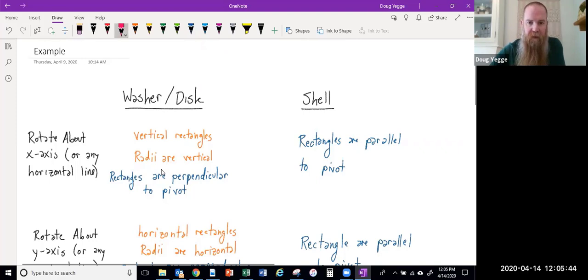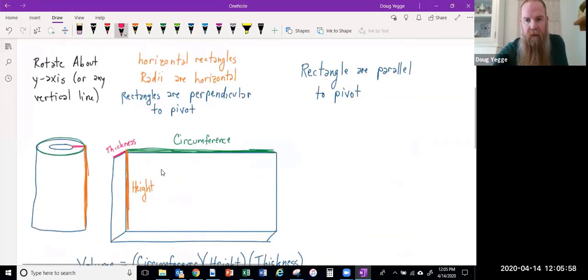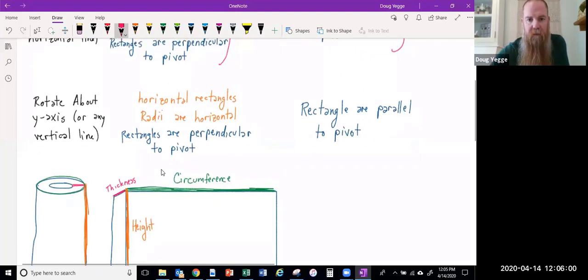In this case right here, if I'm doing the disk method around the x-axis, this is going to be dx. But if I'm doing the shell method around the x-axis, this is going to be dy. Likewise, if I am doing the disk or washer method around the y-axis, then this is going to be dy, while this will be dx.